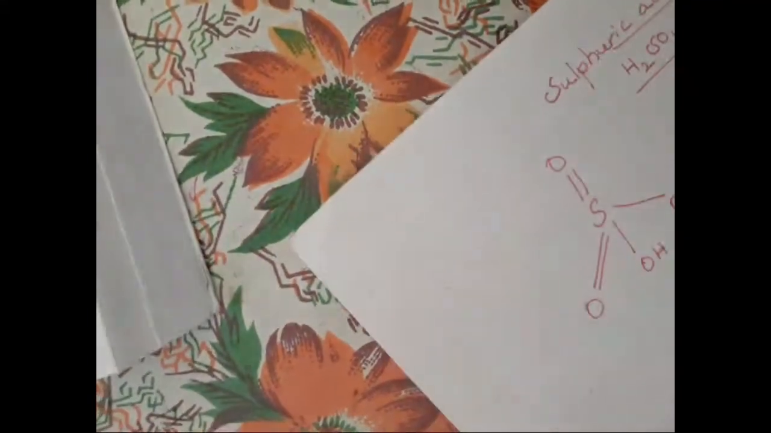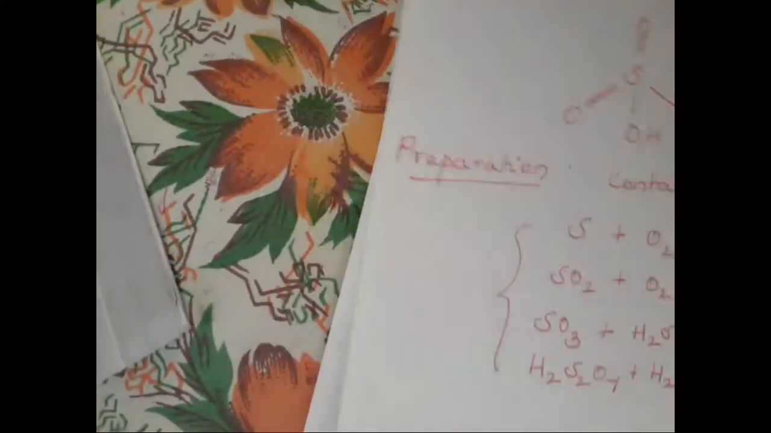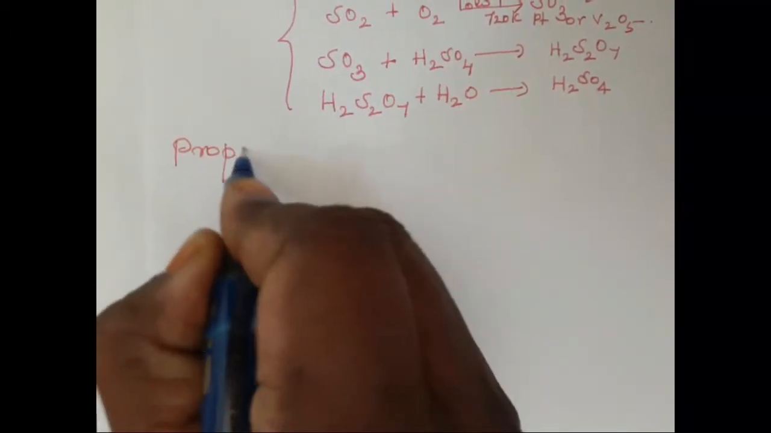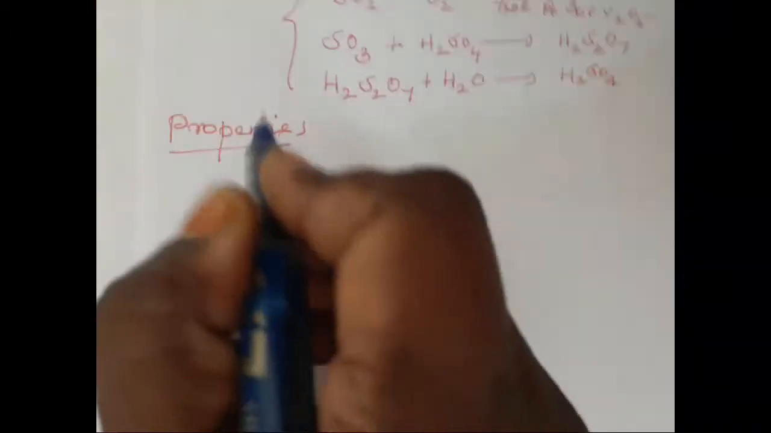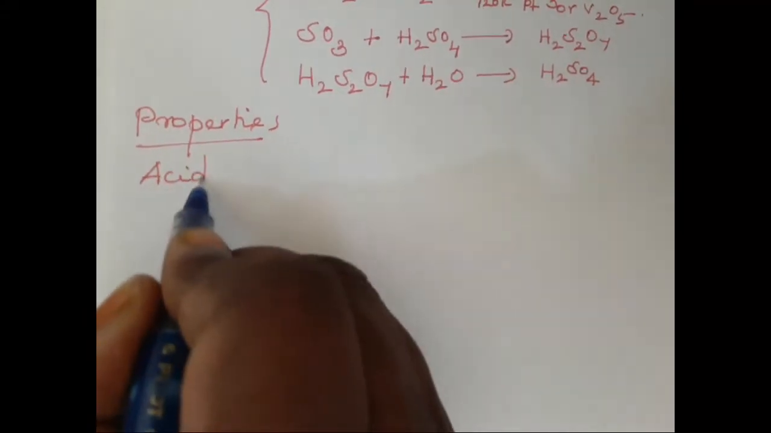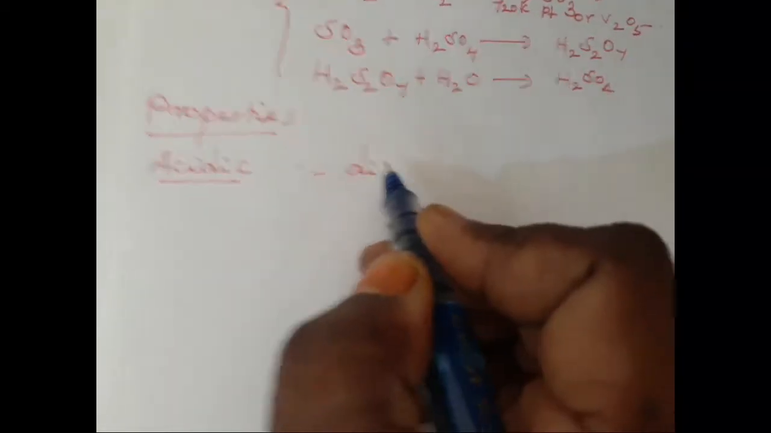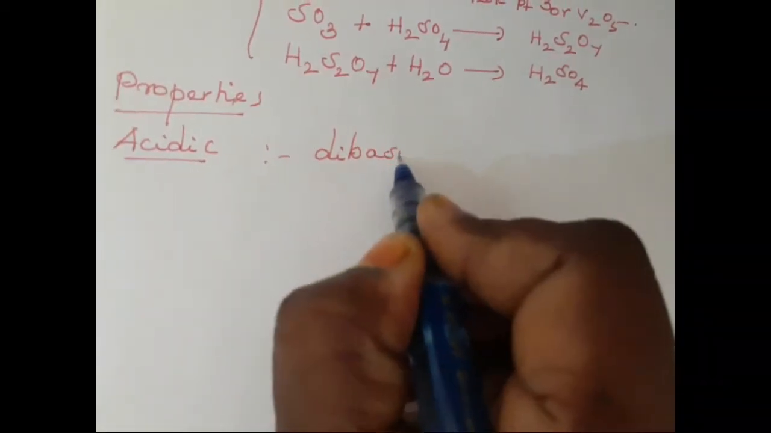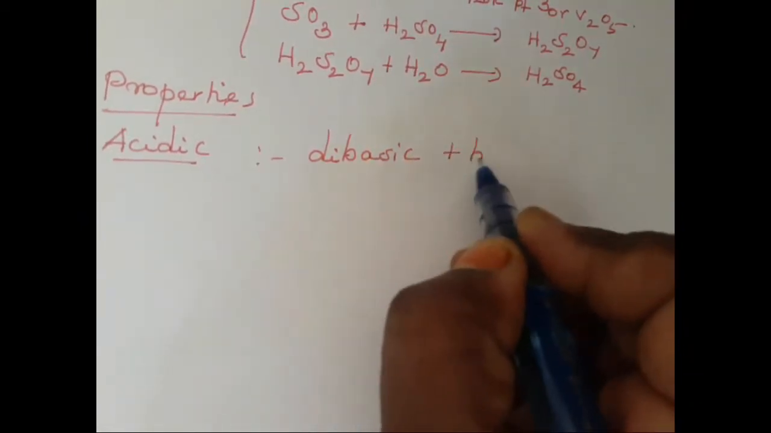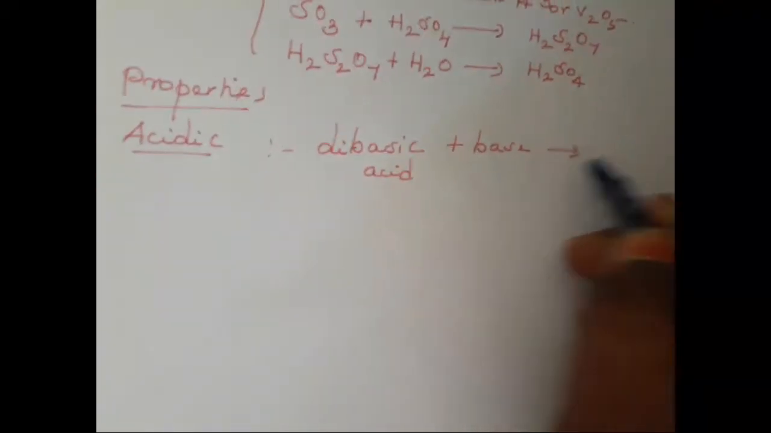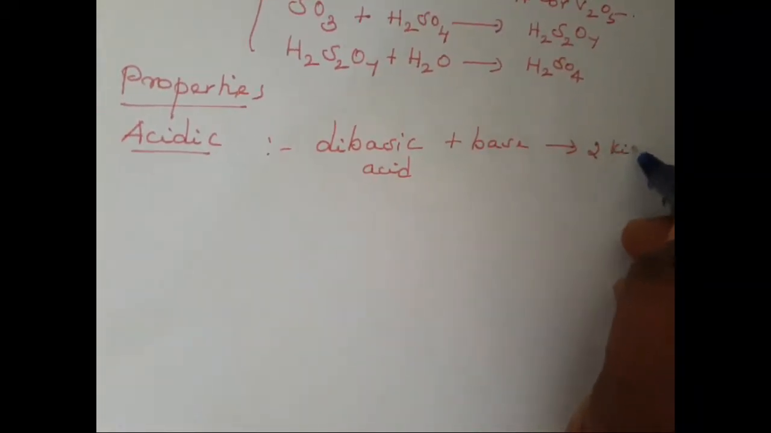Now let us see the properties of sulfuric acid. First we are going to see the acidic property of sulfuric acid, right? You all know that sulfuric acid is a dibasic acid. So when a dibasic acid is treated with a base, what will it produce? When a dibasic acid is treated with a base, it will produce two kinds of salts.